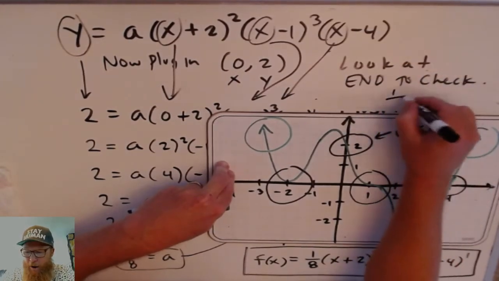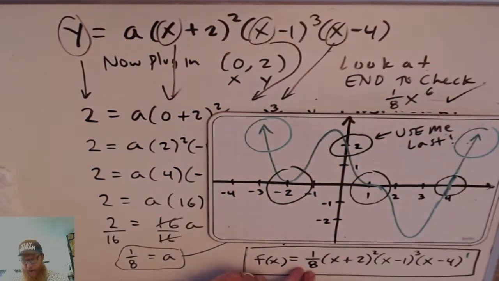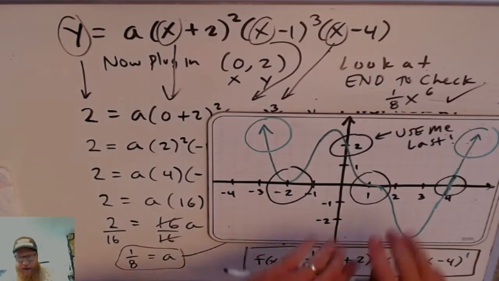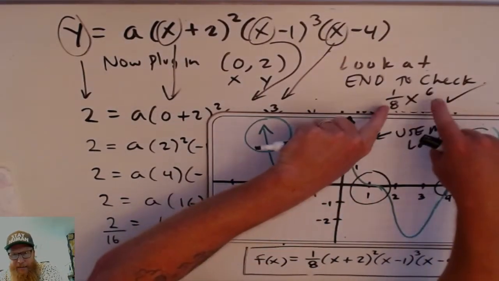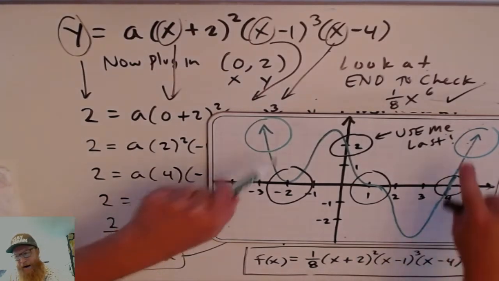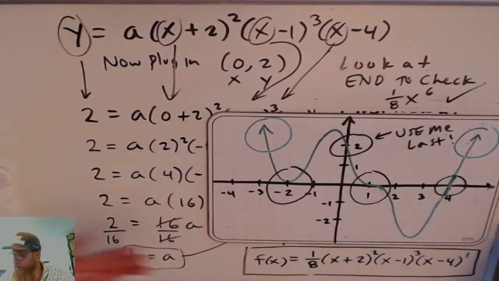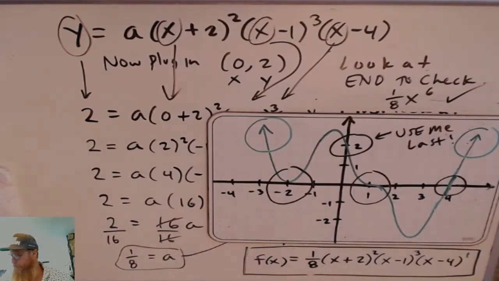It should be 1/8 x to the 6th. Check. 1/8 and then x to the 6th. No, that's not the entire answer. That's just what the end behavior would be, 1/8 x to the 6th. And it does seem reasonable that the arrows go in the right direction. If you had one of these factors incorrect, you might notice that before you submit your answer. Or not. I hope you do. You never know.